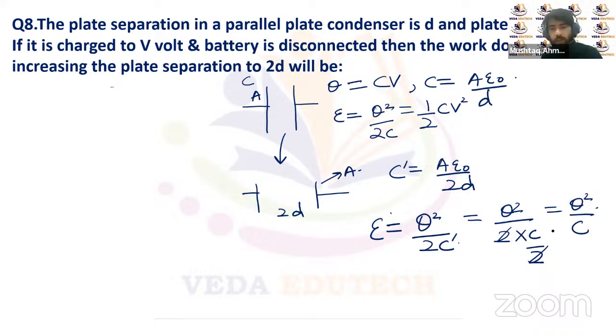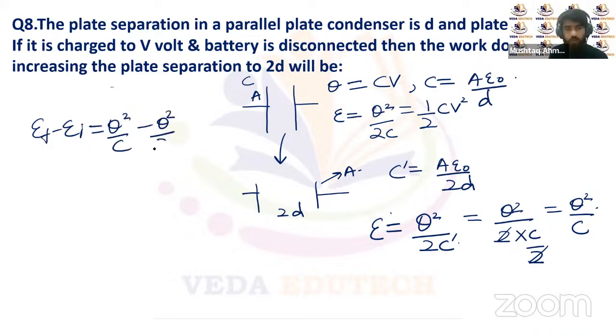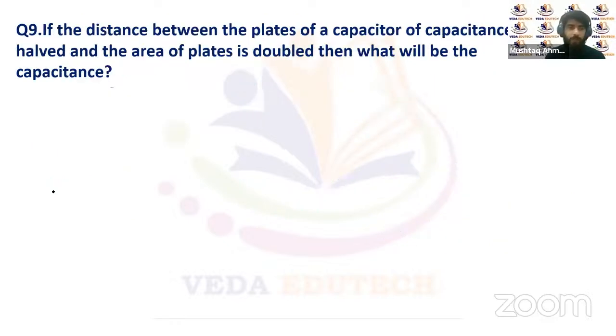So we have to find the work done here. Now what is the change in energy? The final energy minus initial energy, E final minus E initial, will be Q square upon C minus Q square upon 2C, right? So Q square upon 2C will be the work done. This will be the amount of work done in changing the separation between the two plates from D to 2D. So this much work is required to separate the plates of this capacitor from D to 2D, right?